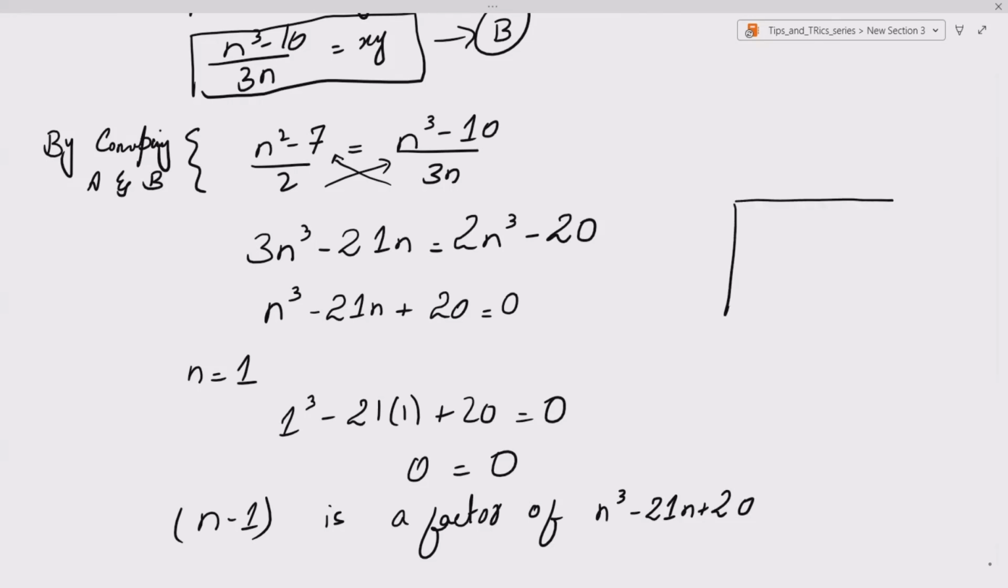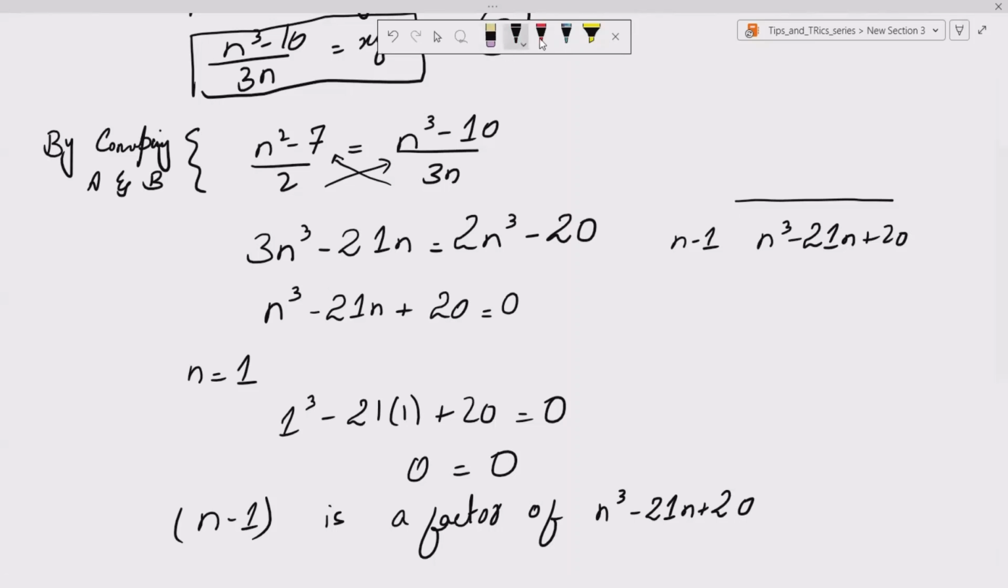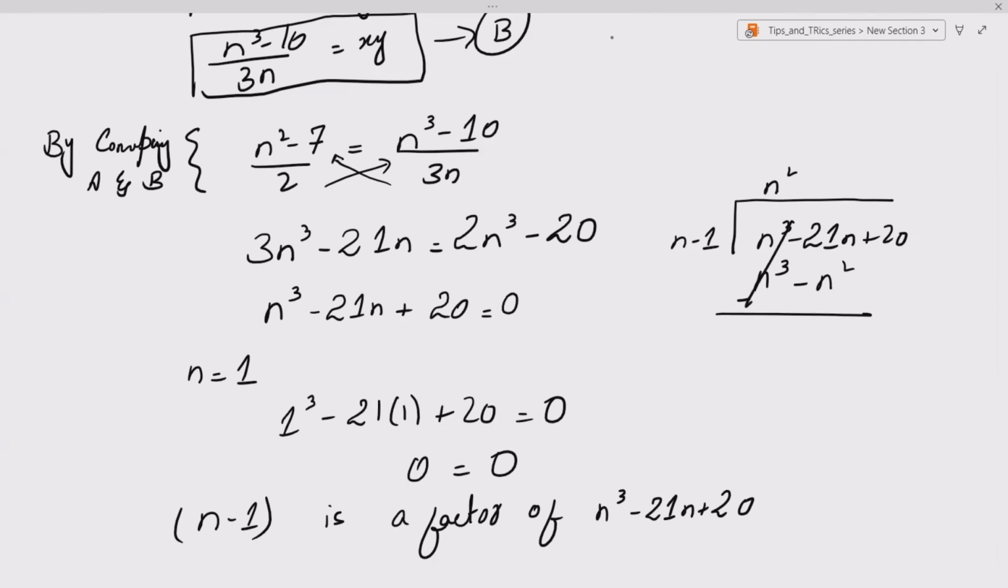For this, we have to divide. So what we have? We have n cube minus 21n plus 20, right? And we know that the factor is n minus 1. So we can divide it easily. For this, let's divide. So we have to multiply this with n square. So n square and n become n cube, and this is minus n square. This becomes minus, cancel out, this becomes plus. So plus n square minus 21n plus 20.